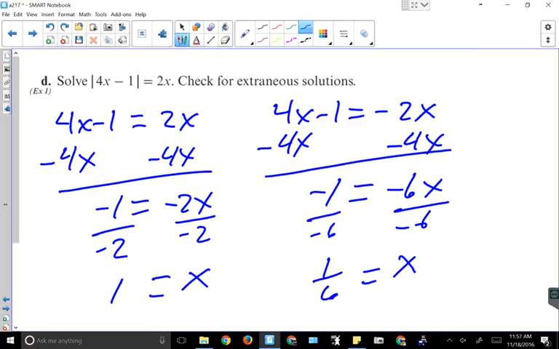You don't like that one? Yes, there is. Check. Let's put in 1. 4 times 1 is 4. 4 minus 1 is going to give me 3. The absolute value of 3 is 3. Is that going to give me 2? 2 times 1 is 2. So does 1 work?